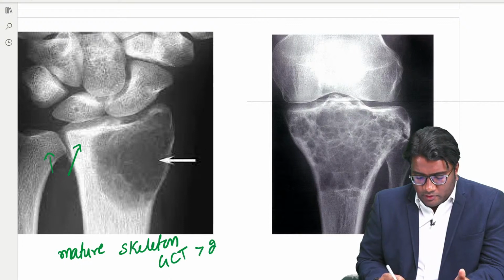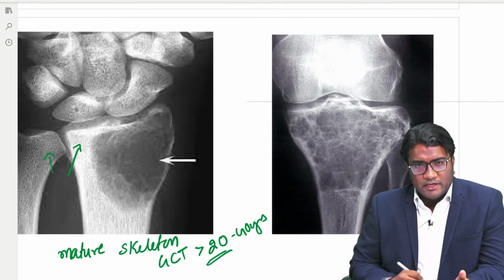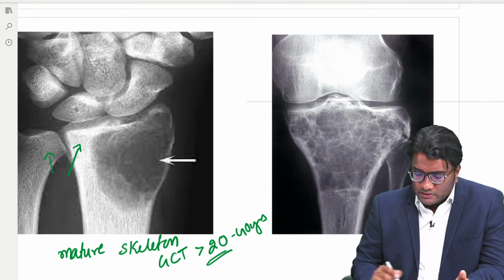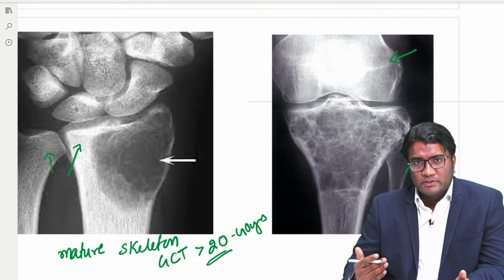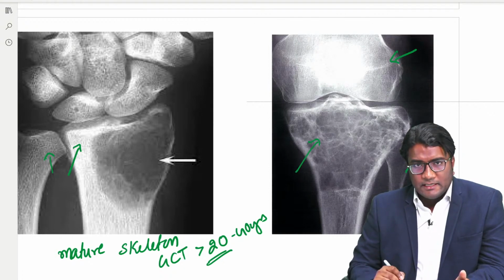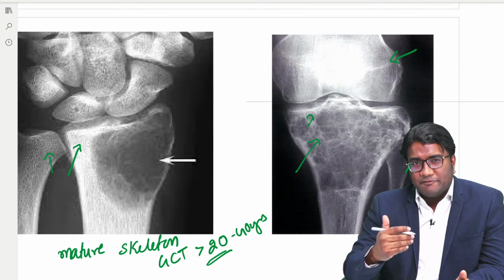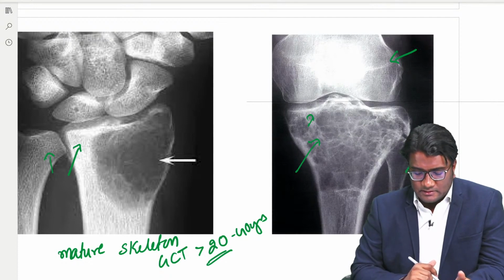Generally above 20 years, between 20 to 40 years, you see this GCT, right? Where the skeleton is mature. So you can see the growth plates, they're all fused. So this is a mature skeleton. And you see this bubble-like lytic lesion, subarticular in the epiphysis, extended to the metaphysis. This is all GCT.